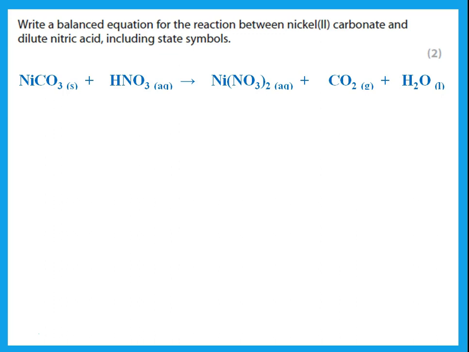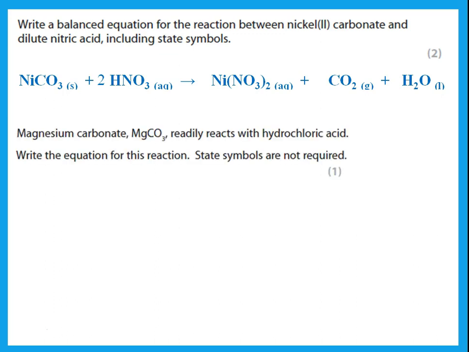And I'm left with what? I'm left with nickel nitrate. Nickel has a valency of 2, and nitrate has a valency of 1. So I need to put 2 under the nitrate. So this is the equation. Is it balanced or does it need balancing? 1 nickel before the arrow, 1 nickel after the arrow. 1 carbon before the arrow, 1 carbon after the arrow. Hydrogen is not balanced, so I need to put 2 in front of this. So this balances the hydrogen and the nitrogen actually. So this now is a balanced equation.